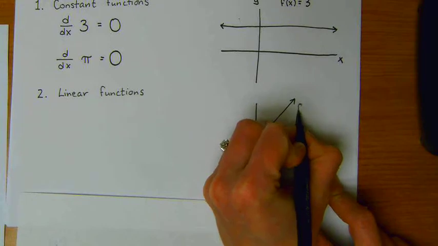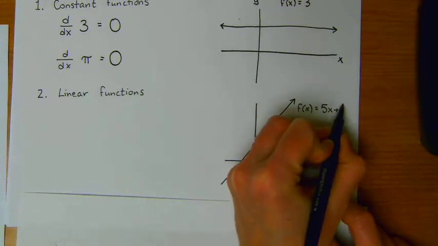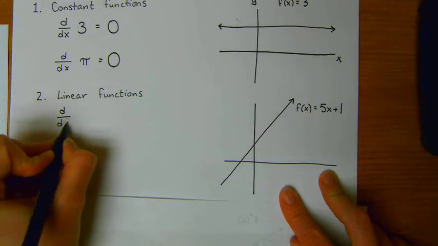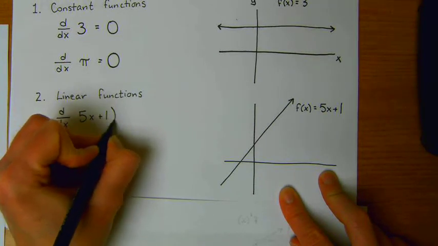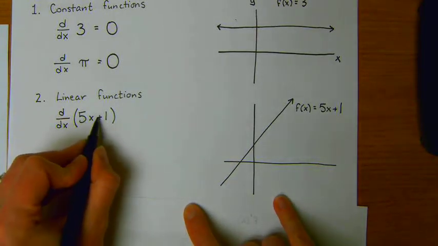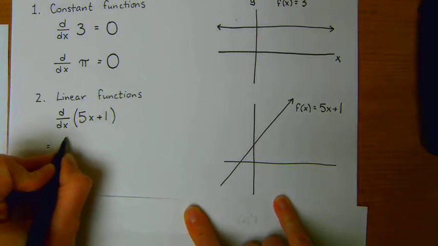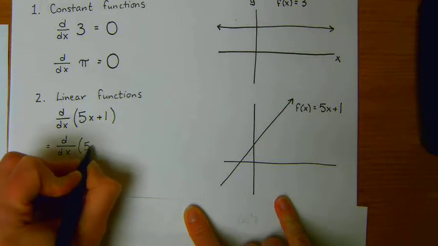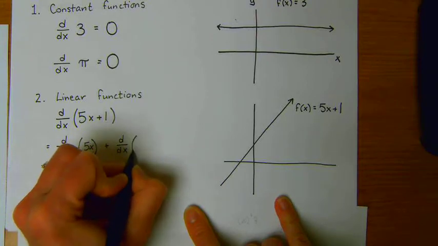Something like this. Let's say that f of x is equal to 5x plus 1, and I want to know what is the derivative of the function 5x plus 1. In this case, and in every case, because it's the sum of terms, I can take the derivative of each of the terms individually. That's another rule of derivatives. This is the same thing as the derivative of the first term, 5x, plus the derivative of the second term, 1.